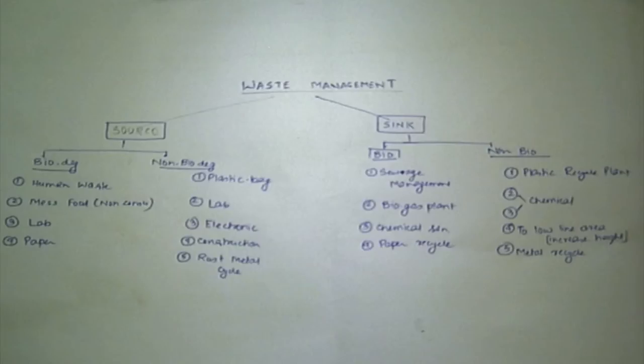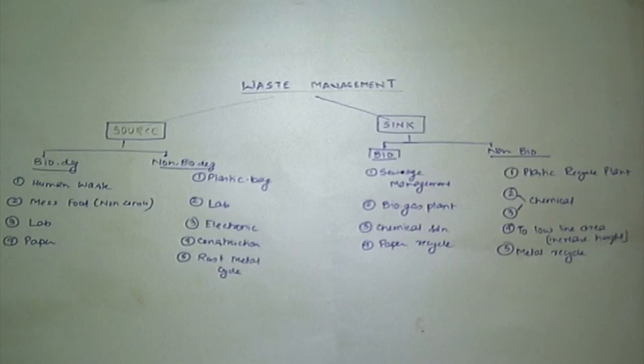So first we have divided the waste management into source and sink. Where is the source, where is the sink? If we don't have the sink, we can't manage the waste. So the source is human waste. There are more than 5000 people inside the campus all the time. So we find it first.